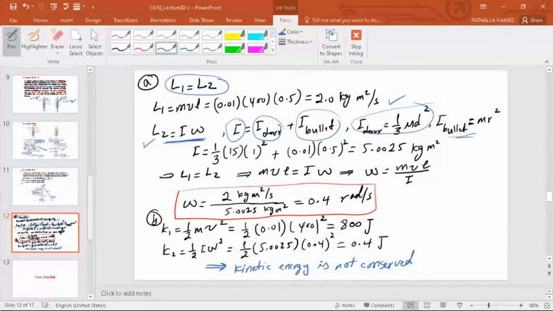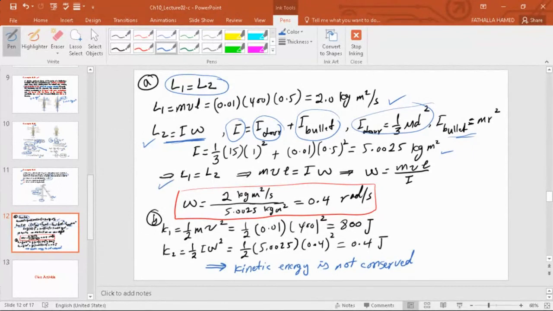Now for the door, it's equal to 1/3 M d squared, and d is 1 meter, plus the bullet. The mass of it is 0.01 kilograms because it's 10 grams. It is 0.5 meters away, so it's 0.5 squared, and that will give you 5.0025 kilogram meter squared. That's your moment of inertia.